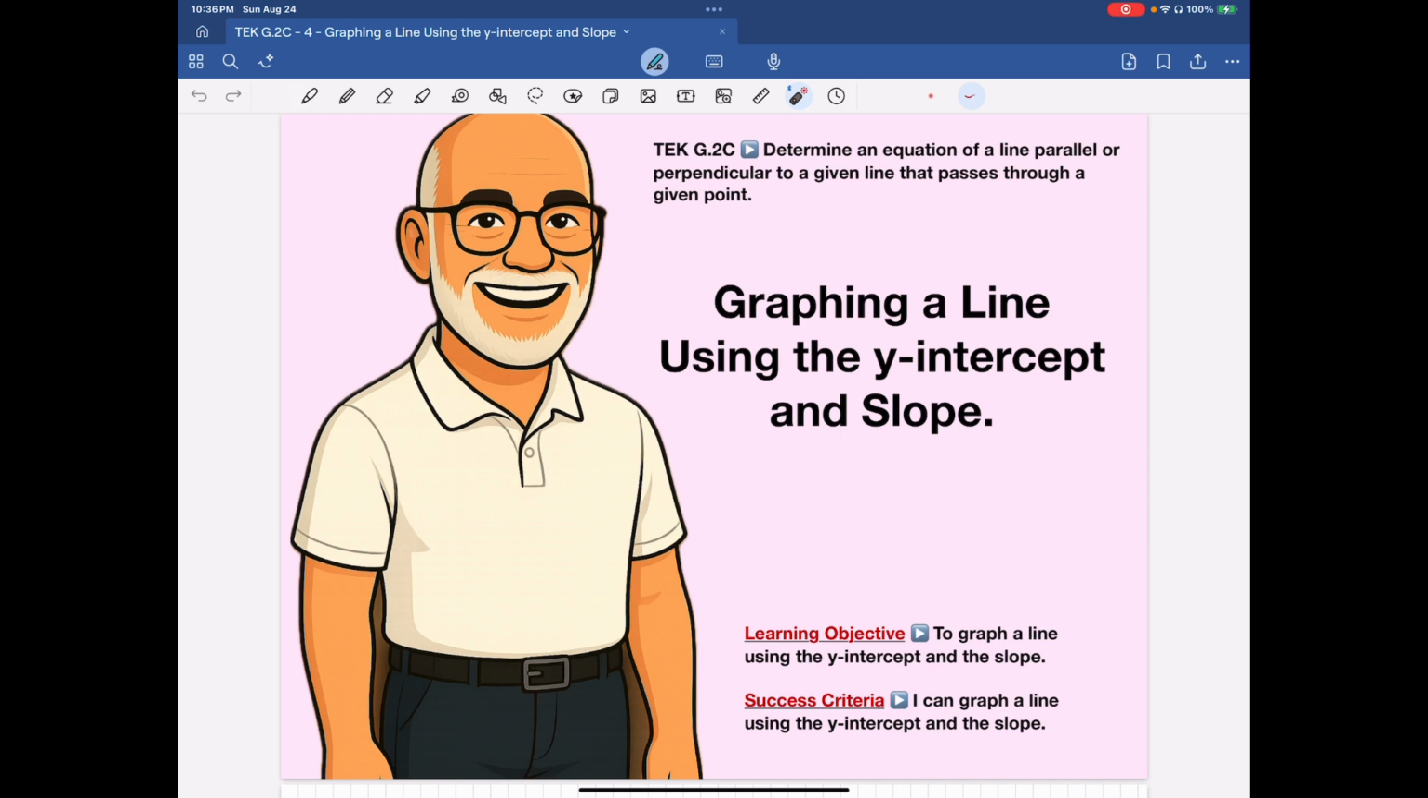Your learning objective for today is to graph a line using the y-intercept and the slope, and you will know you have mastered this objective when you can be given those two pieces of data, the y-intercept and the slope, and you can come out with a line on the coordinate plane.